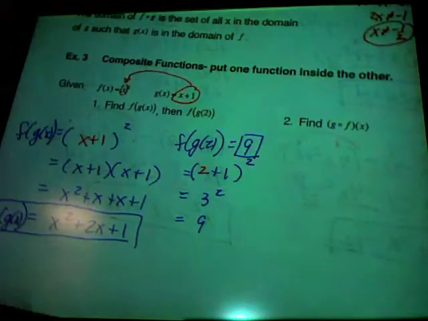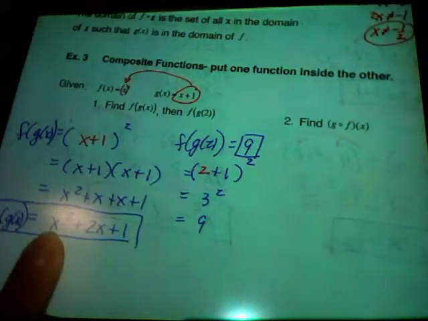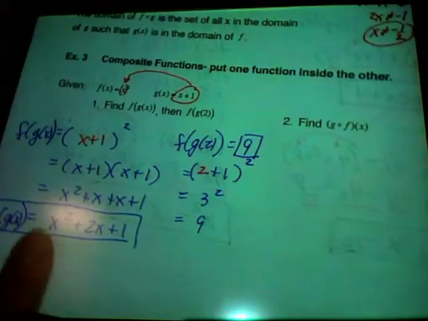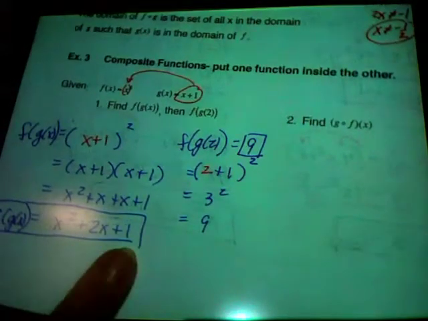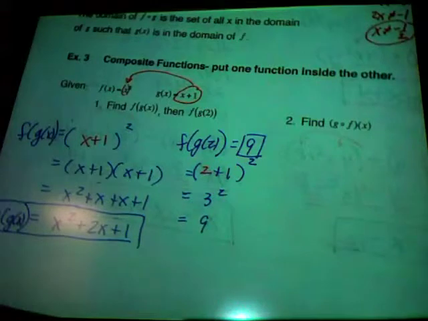Would it have mattered if we'd done that down here? What am I plugging in? 2. What's 2 squared? 4. What's 2 times 2? 4. What's 4 plus 4? 8. Plus 1? 9. Still equaled 9, didn't it? Either way, you're going to get the same answer.